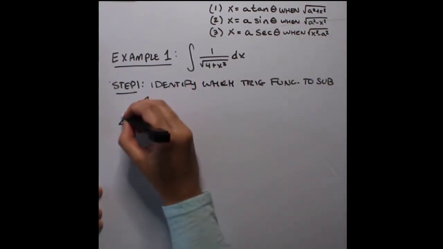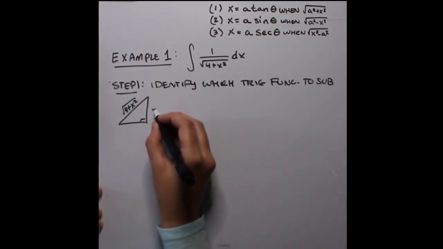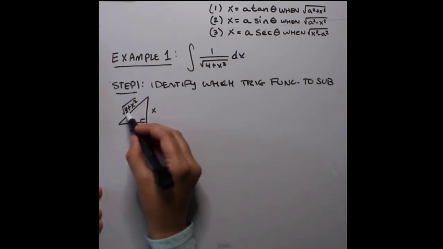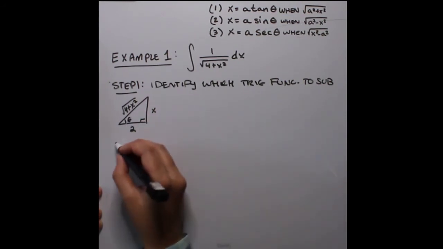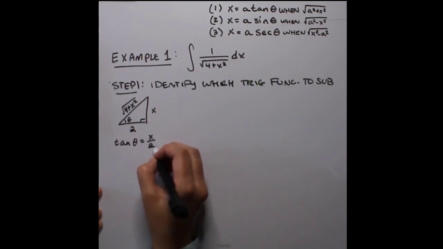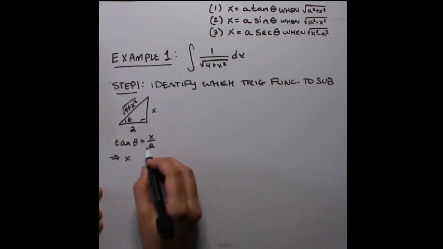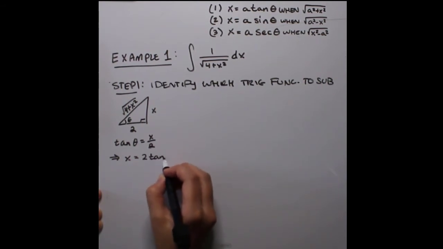So if I have the square root of 4 plus x squared, I'm going to say that this side is x and this side is 2, because 2 squared plus x squared would be this quantity squared. And so if this is my angle theta, I know that tangent is going to give me x over a. So tangent theta is x over 2. And if I want to solve for x, I multiply both sides by 2, so x is 2 tangent theta.